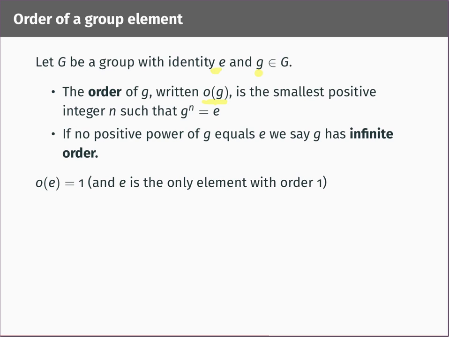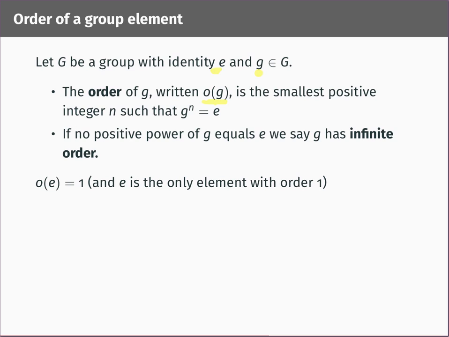So it's not necessarily true that such an integer n always exists. If no such positive power of g equals the identity, then we say g has infinite order, and that can happen. So let's make a couple of observations, of examples. First of all, the only element whose order is 1 is the identity, because the first power of g is just g again. So if the first power of g is equal to the identity, then g itself is the identity. So the only element with order 1 is the identity element.